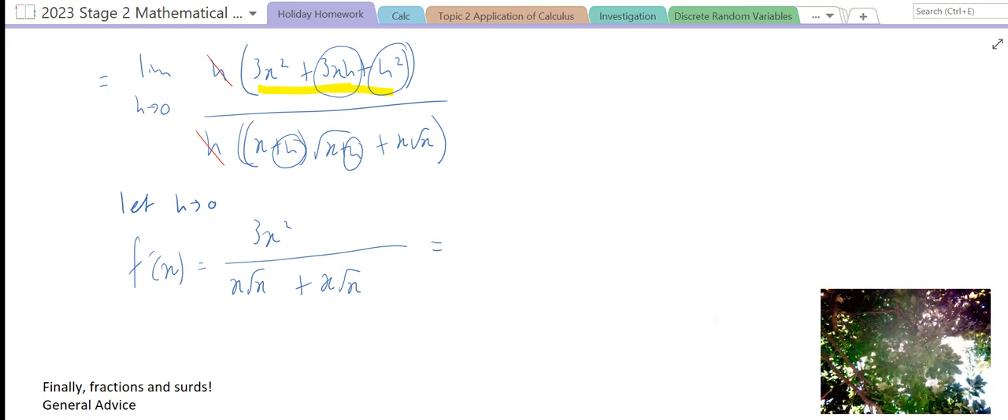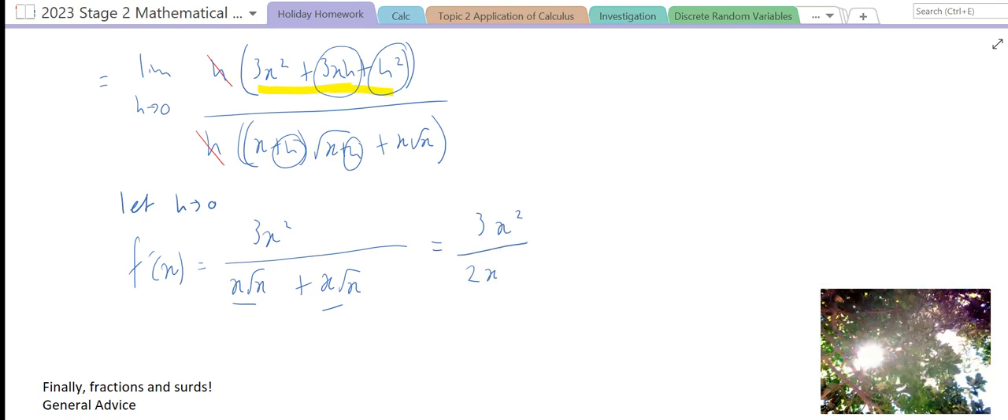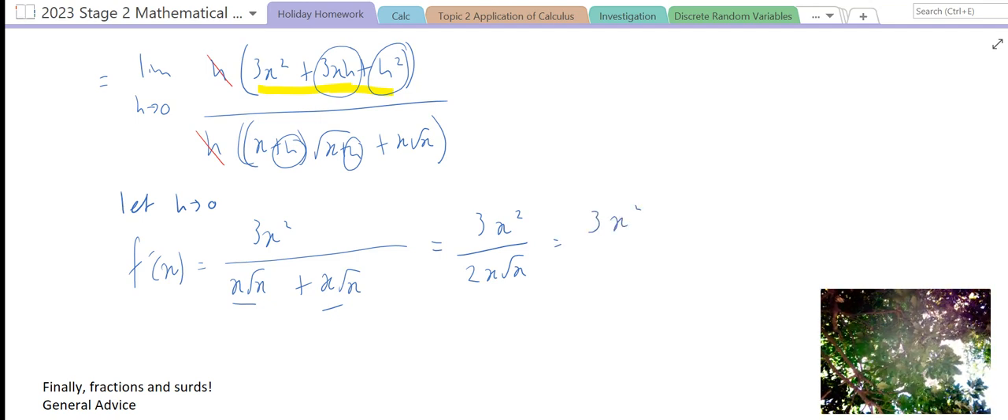Great. Now on the bottom, those are like terms, so we can add them together. 3x squared over 2x root x. Now this is looking more interesting, so let's keep going. 3x squared over 2x to the power of 3 on 2. Because this is a power of 1, this is really a little power of a half. 1 plus a half is 3 on 2.